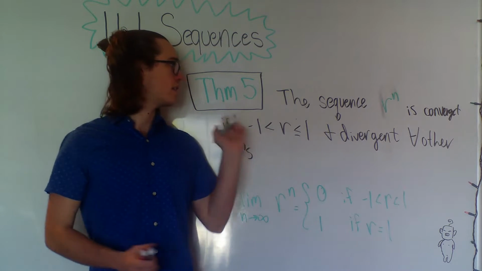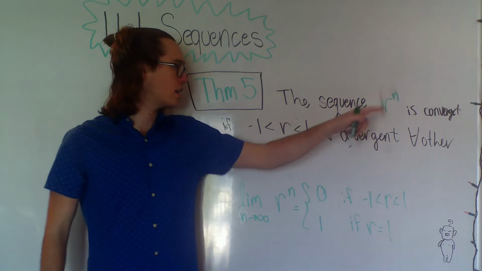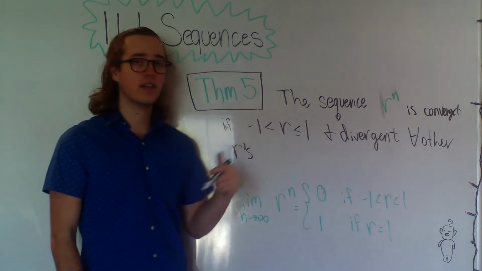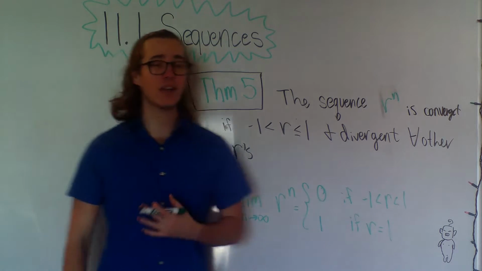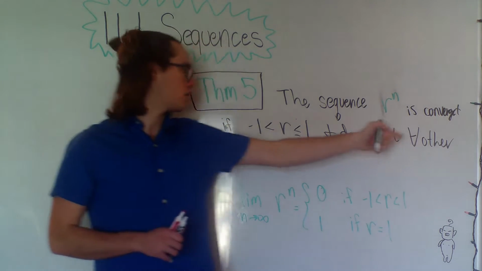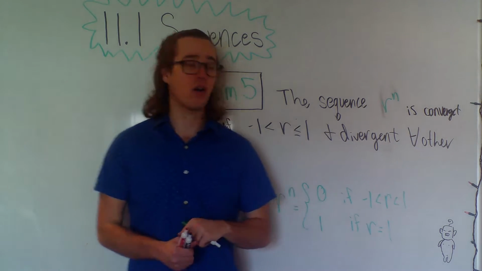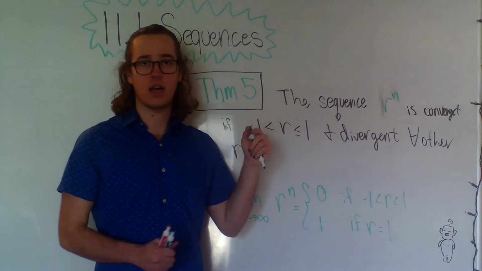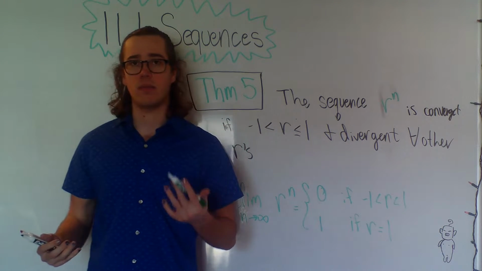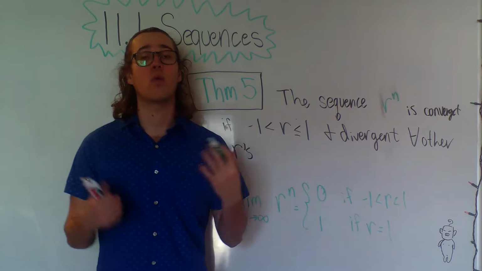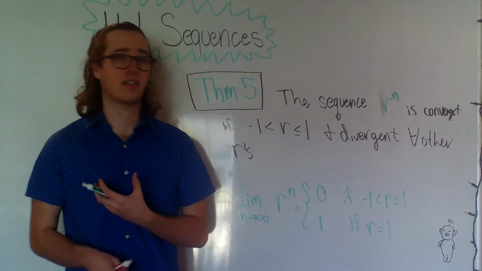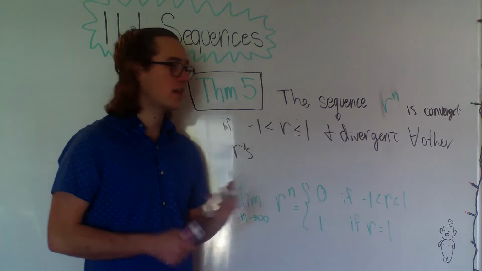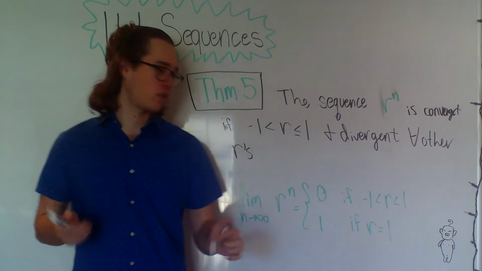Theorem 5 states that the sequence r to the n is convergent if r is greater than -1 and less than or equal to 1, and it is divergent for all other r's. So any r that is not in the interval from -1 to 1, where -1 would be a parenthesis, not a bracket, because it's not included, then it's divergent.